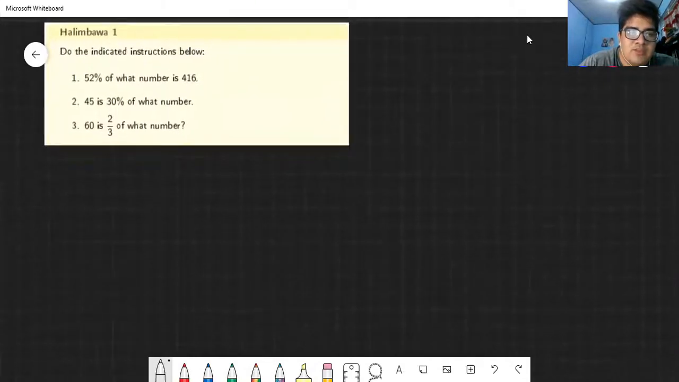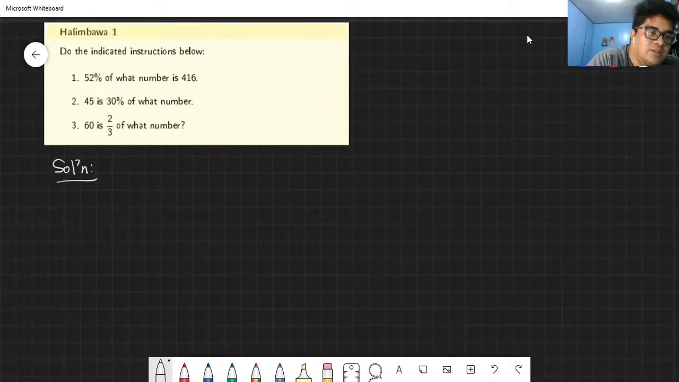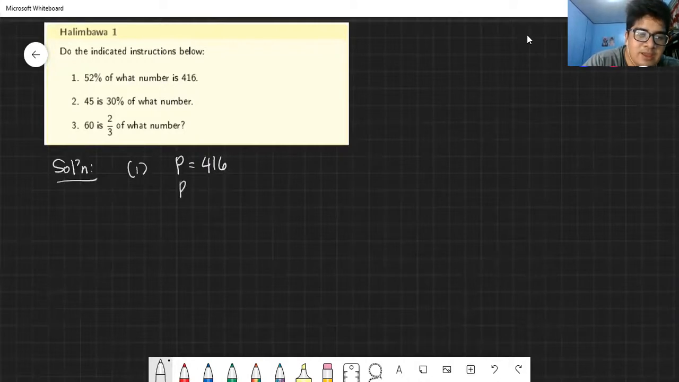For example, do the indicated instructions below. Number 1, 52% of what number is 416? So, how do we do this? Solution, number 1. Now, what is given? As said earlier, the given are the percentage and the rate. Practically, the percentage is the one without the percent symbol. So, this is 416. Okay? And the rate is equal to 52%.